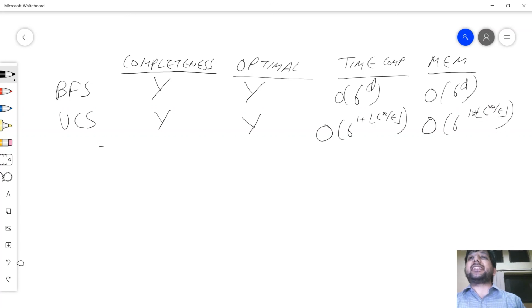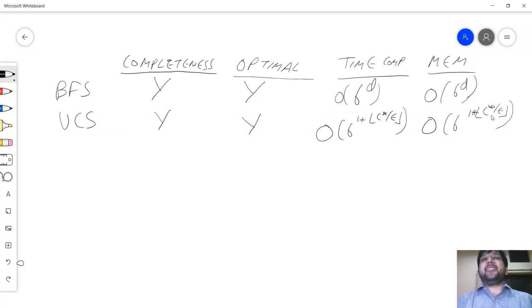Please note, C star is the cost of the optimal solution. After C star, I stop, so I don't care about what happens after C star. C star is the optimal cost. Epsilon is the minimum step cost or the minimum edge cost, which could be extremely small. And that's why you see that the complexities usually turn out to be much higher.